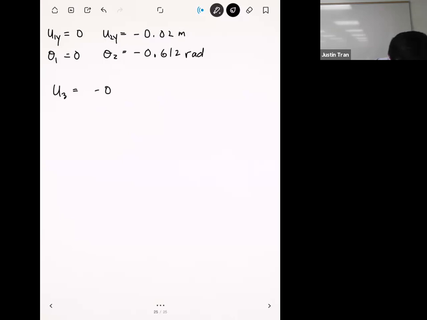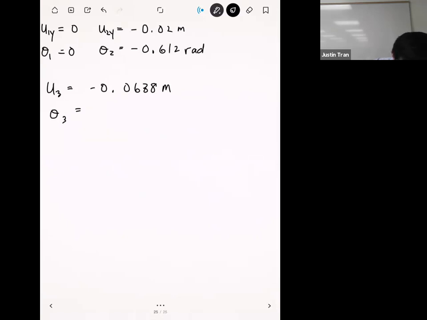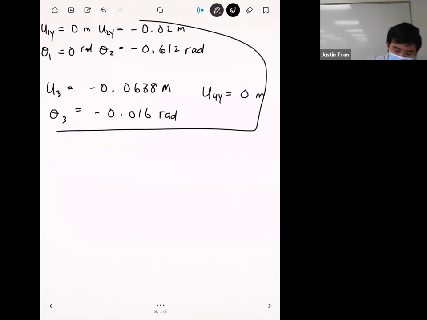U3 is going to be minus 0.0638 meters. Okay. Theta 3 is going to be minus 0.016 radians. Okay. And U4y is going to be 0 because it's a fixed support. Okay. And so those are all your deformation values.